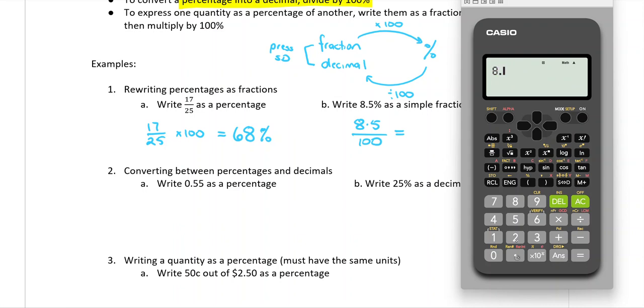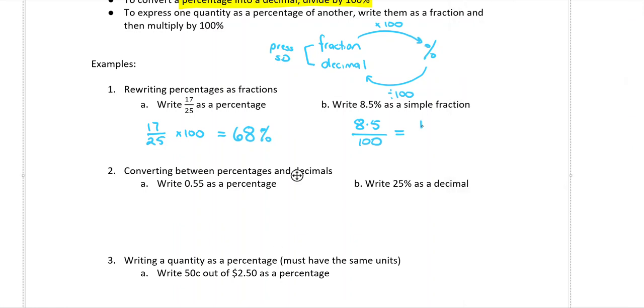We type in 8.5 divided by or over 100, and we press equals. It gave me a decimal. I don't want that. I wanted a fraction. So press that SD button, and there is the fraction, 17 over 200.